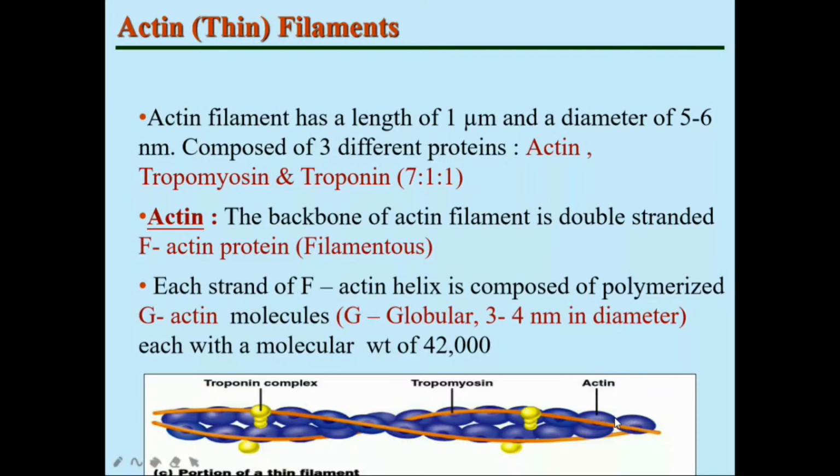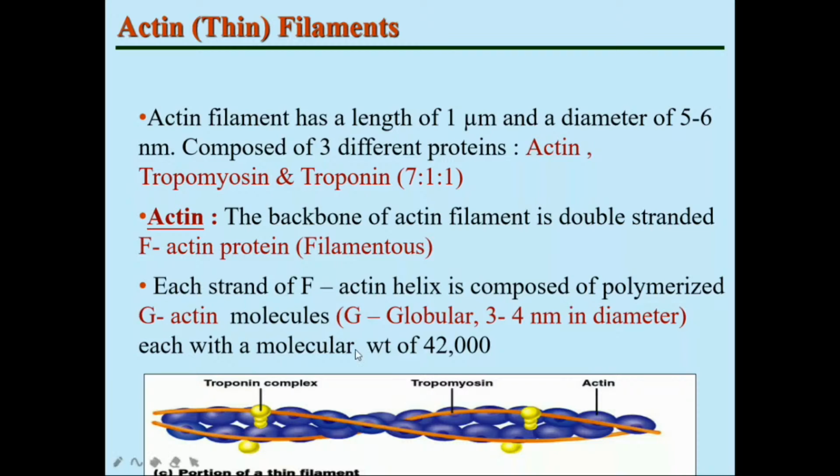So these G-actin molecules join together to form F-actin filament. And there are 2 such F-actin filaments. You can see this is one, and you can see this is the other. And these 2 F-actin filaments twist around each other to form the base of the actin filament.